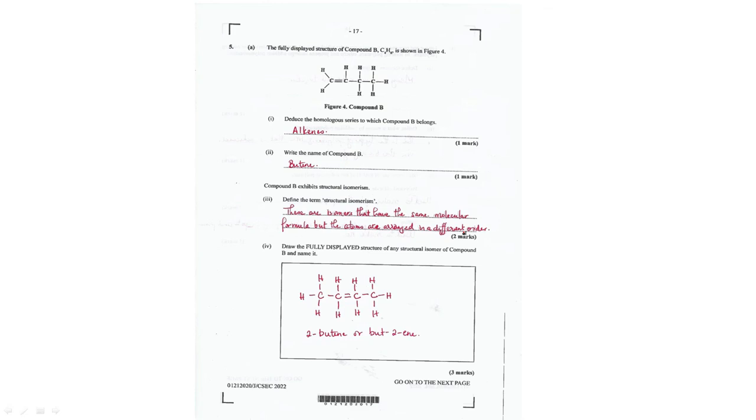Now compound B exhibits structural isomerism. Determine the term structural isomerism. Well, these are isomers that have the same molecular formula, but the atoms are arranged in a different order. Then we go draw a fully displayed structure of any structural isomer of compound B and name it. So I moved the double bond and I named it 2-butene. Okay, so I moved it. Okay, so that's that for that one.